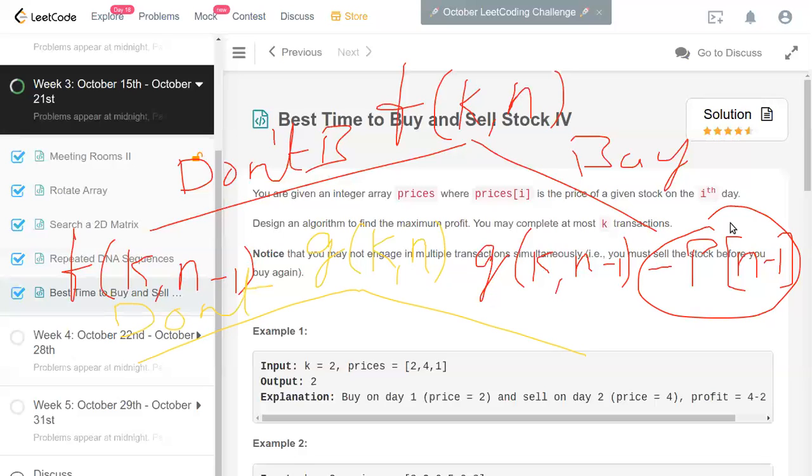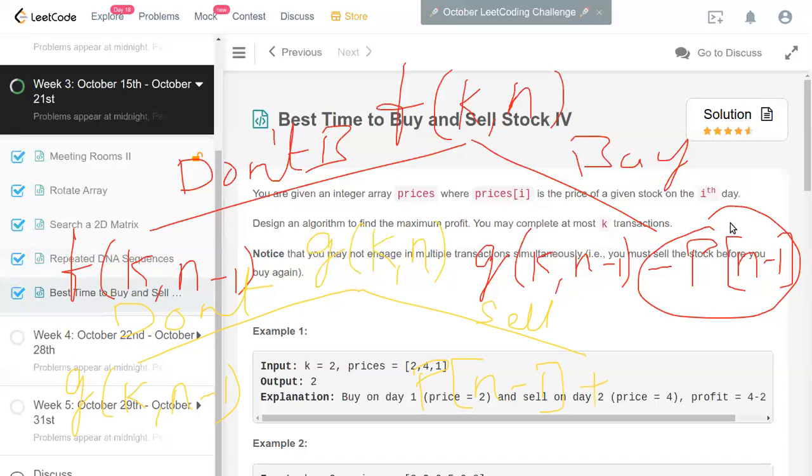If I don't sell, then I have another n minus 1 days left out. I can still sell later. So g of k comma n minus 1 is what we need to solve, right? What if we sell on this day? So if I sell on this day, I'm going to make some money, right? So that money, I'm going to call it as P of n minus 1, because that is the money we are going to get, right?